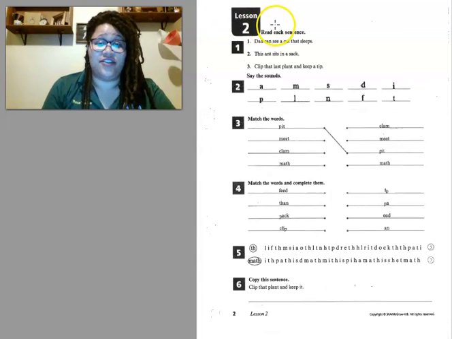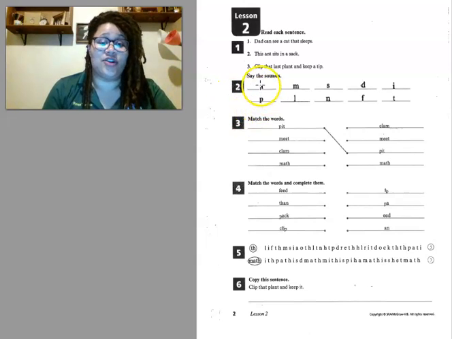On this page, in the first section, you will read these sentences. Make sure you read them to someone at home. In part 2, we will say the sounds. I will say the sounds. Starting here, this sound is ah. What sound? Yes, ah. This sound is mm.